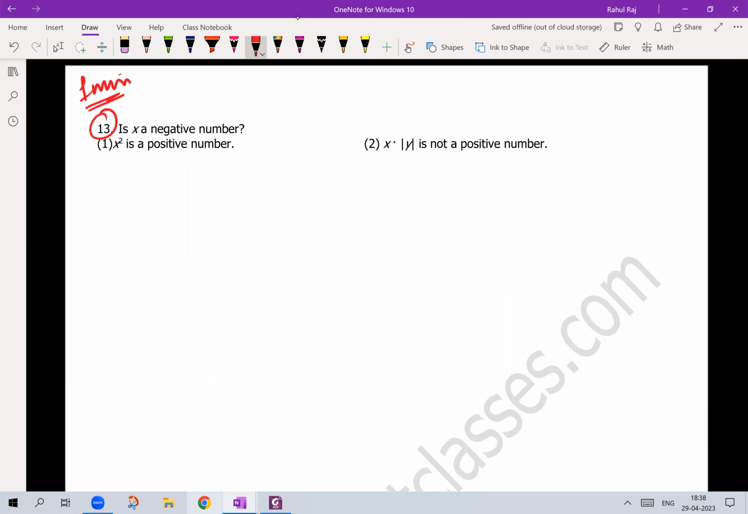It says x mod y is not a positive number. It means it can be 0 or negative, right? X square is a positive number from here. So x can be positive or negative, not sufficient. Because the question asking is x a negative number. Option number 2 says x mod y can either be 0 or negative number.